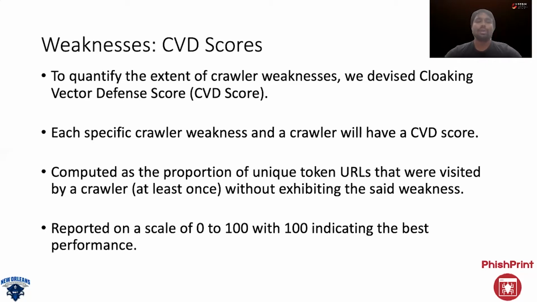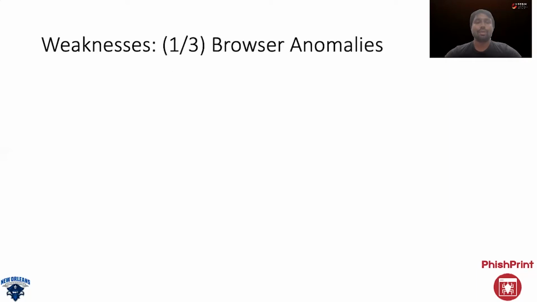We wanted to quantify this measurement of weakness for each specific crawler, and we came up with a cloaking vector defense score. Based on the visited URLs, we check whether the crawlers exhibit the said weaknesses or not. We reported on a scale of 0 to 100, with 100 indicating the best performance.